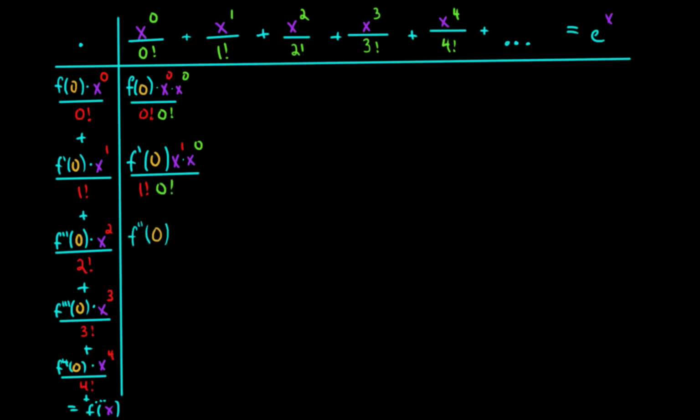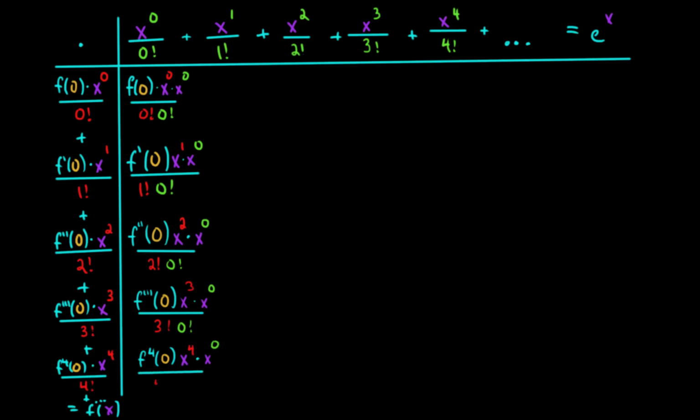For those of you that are familiar with linear algebra, this is a lot like filling out the entries in a matrix when we multiply a column vector by a row vector. Anyway, our next entry would be f double prime of 0 times x squared times x to the 0 all over 2 factorial times 0 factorial. And moving down, the next entry would be f triple prime of 0 times x cubed times x to the 0 all over 3 factorial times 0 factorial. The term after that would be the fourth derivative of f evaluated at x equals 0 times x to the 4th times x to the 0 all over 4 factorial times 0 factorial, and so on.